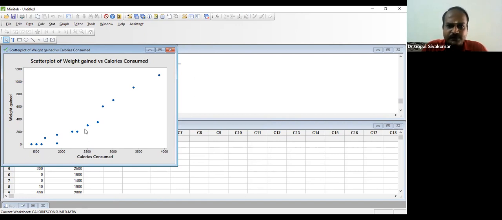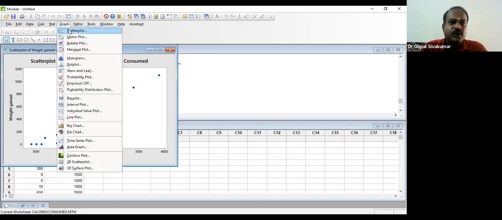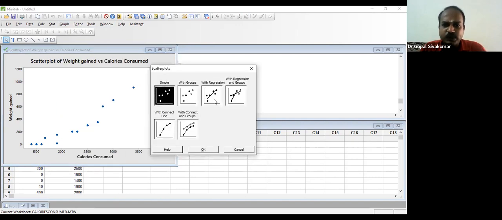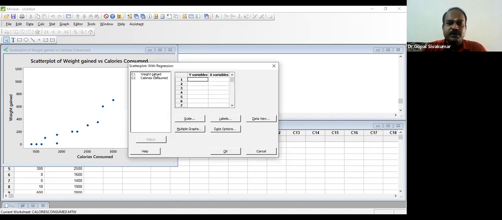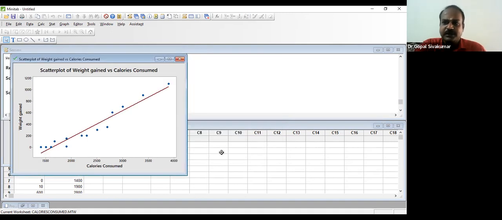And looking at the trend of the points, do you notice the points are continuously going up? Positive relation. And moreover, it is almost a straight line. And I will also say the relationship is strong. In order to make your decision easier, you can also go for a scatter plot with the regression line. Give OK. And once again, Y variable is weight gain, X variable is calorie consumed, and then you just give OK. Do you now see? You have the regression line also visible.